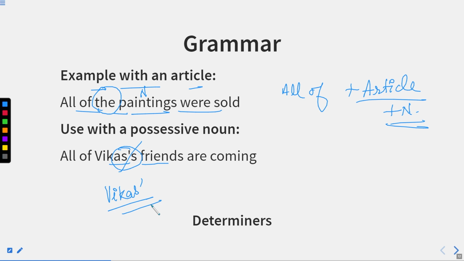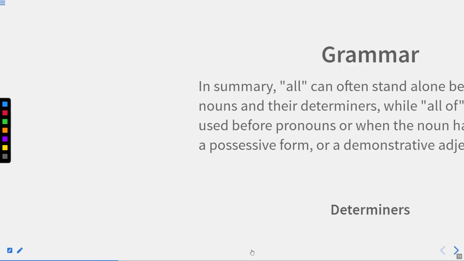Though if there is some other word, suppose there is another name, for example, let's say Raj. So we can use it in this manner to show the possession of Raj. But in this case, we can simply put an apostrophe, but we need not write s again after this word. So the correct sentence will be: All of Vikas's friends are coming. Now let us move to the next one.